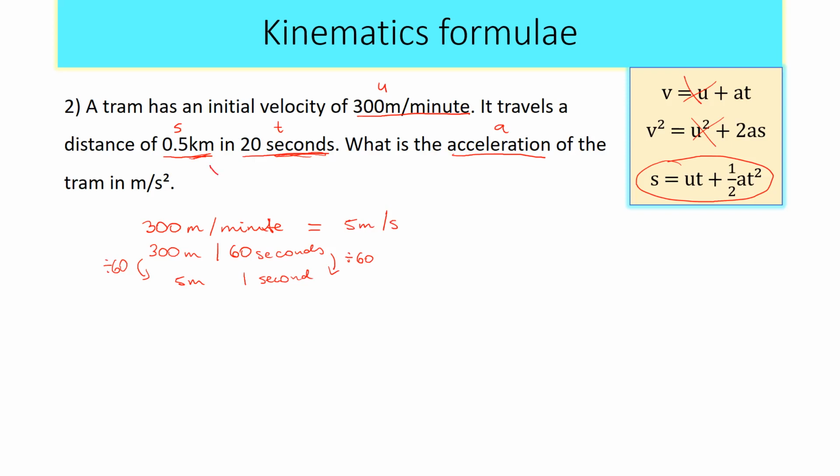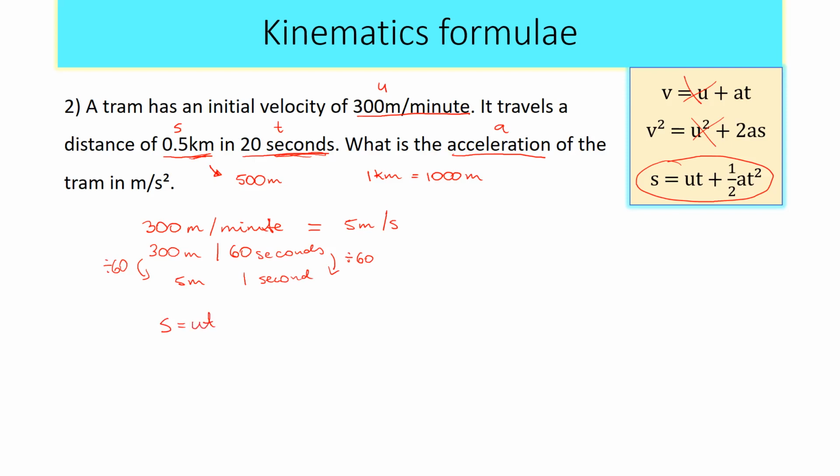Now 0.5 kilometers is a little bit easier to convert. We need to convert it into meters. That is 500 meters, because 1 kilometer is equivalent to 1,000 meters. Okay, so we've got the issue with the units sorted out now. So now all we need to do is substitute the values into our formula.